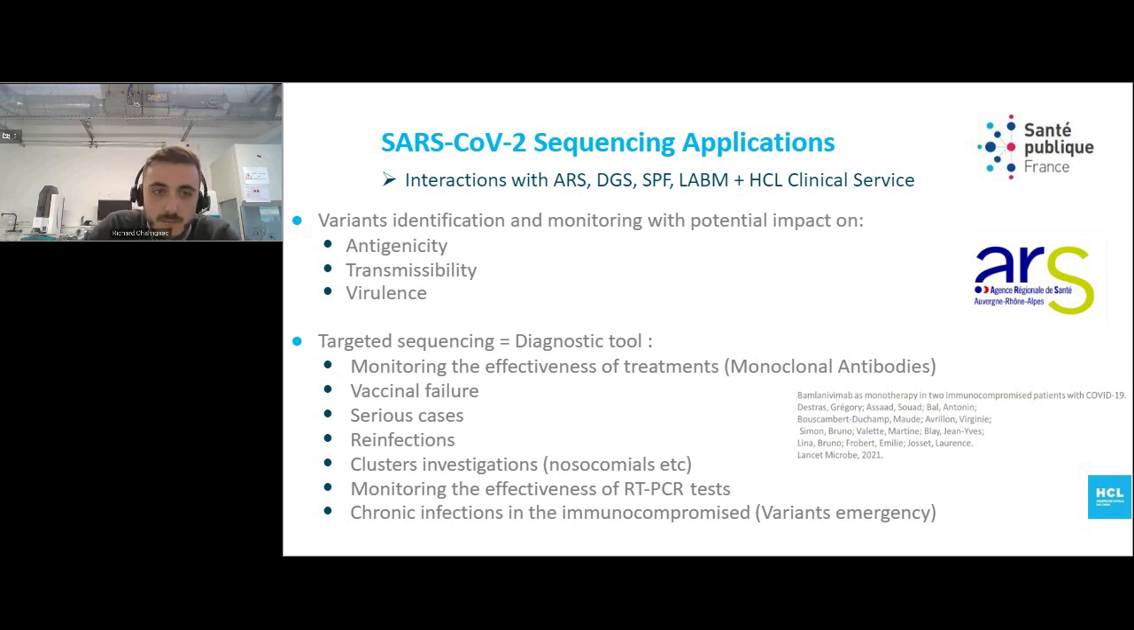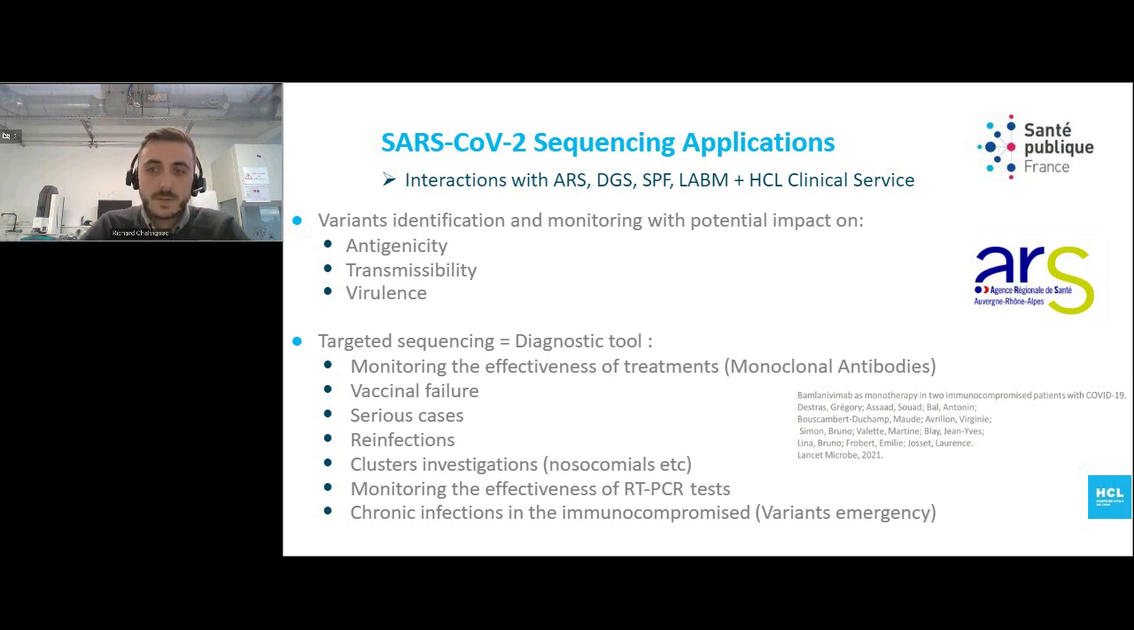Also to realize some cluster investigation linked to the hospital or to the population. We also use it to monitor the effectiveness of RT-PCR tests that are done in clinical hospital or private or public laboratories, and also to monitor the chronic infection in the immunocompromised patients leading to variant emergence.